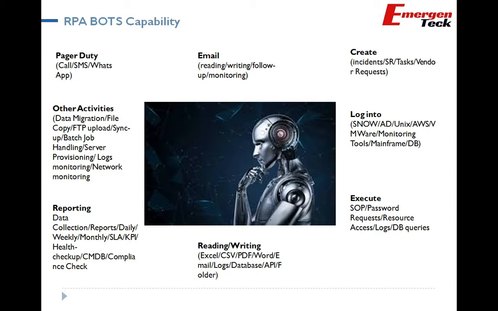When it comes to IT infrastructure and ITSM, RPA has a wide variety of capabilities. We just need to understand and apply them. Number one capability is PagerDuty integration. In case of any incident, an RPA bot can call, send SMS, or send a WhatsApp message, or in fact it can call on WhatsApp also. Number two, email reading, writing, following up, monitoring.